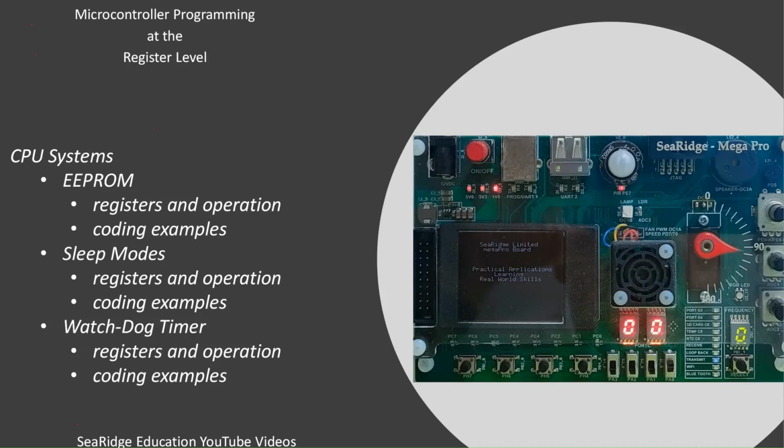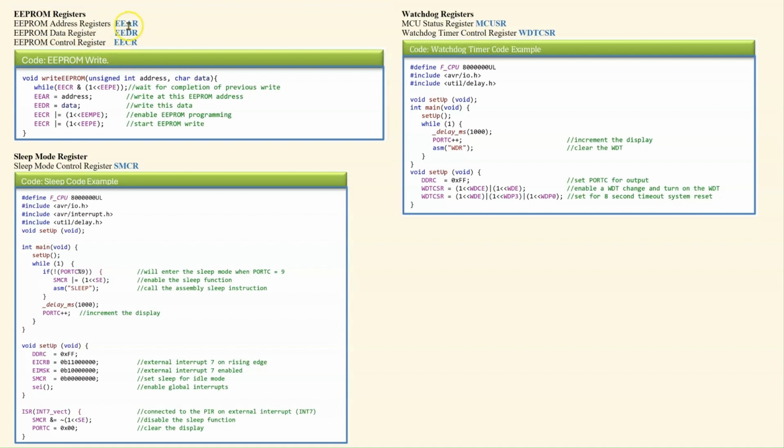I then look at the CPU systems to program the EEPROM, put the CPU into sleep, or use the Watchdog timer, explaining the associated registers, the code for the EEPROM, the sleep modes, and the Watchdog.